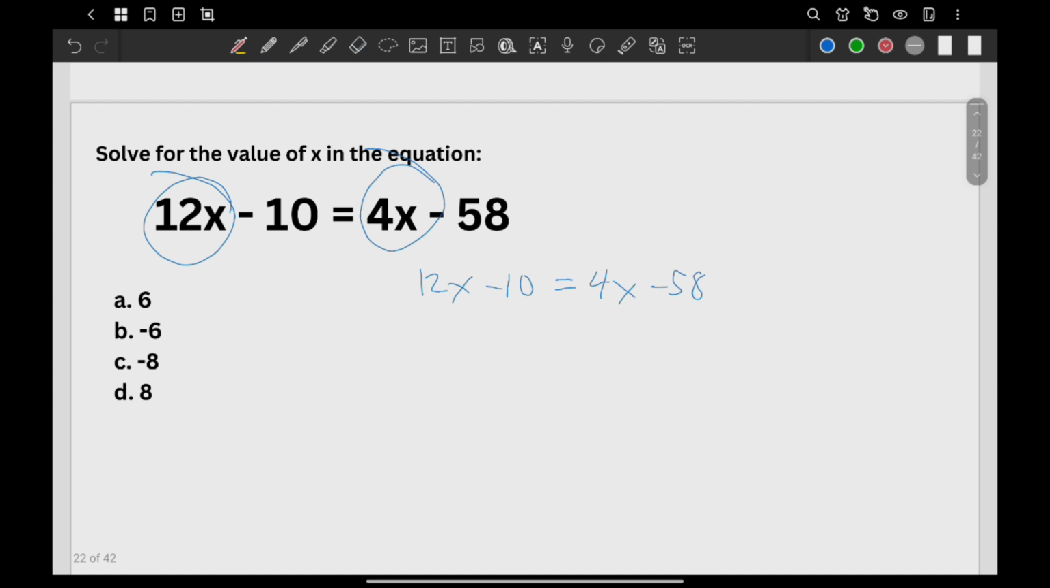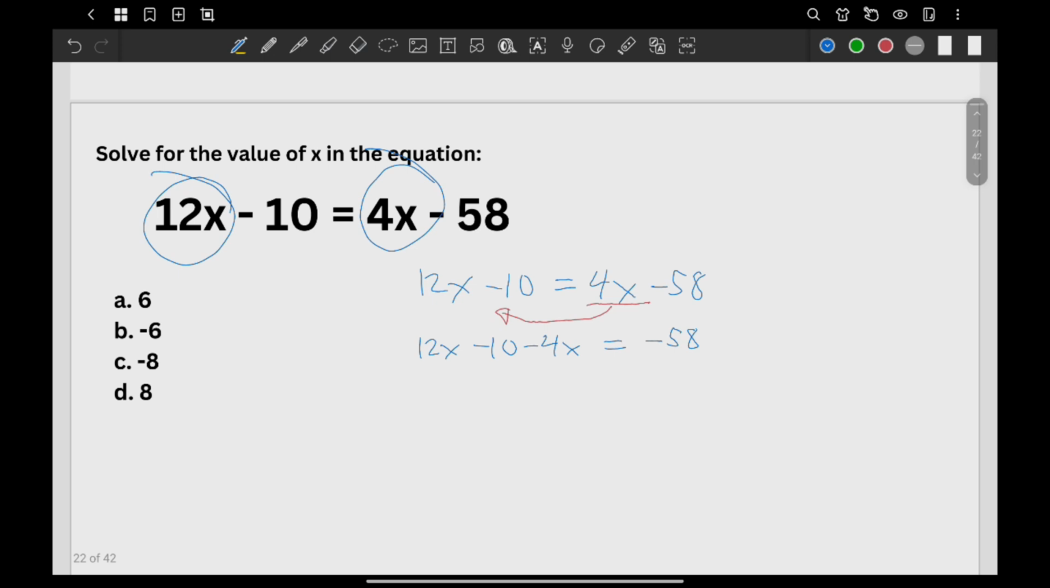Okay, so I will transpose the 4x going to the left, because again, our goal here is that we need to put those same terms, or like terms, together. So all with x should be on one side, all without x should be on one side. So what will happen now? We have here 12x minus 10, and then what will happen to 4x? It will become negative 4x is equal to negative 58. I hope you can follow. We just move the 4x from right going to left.